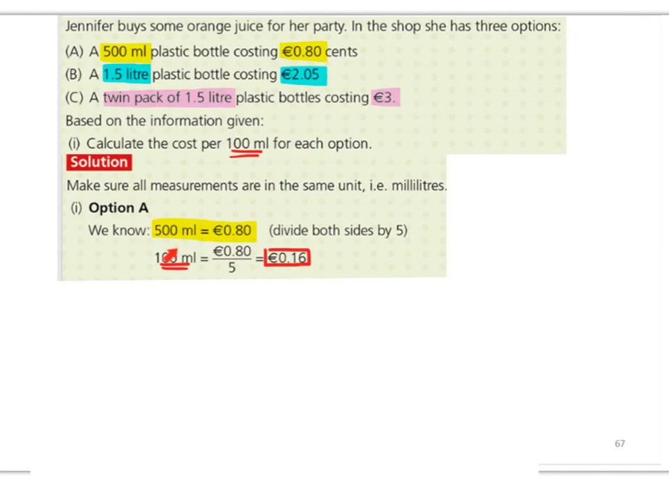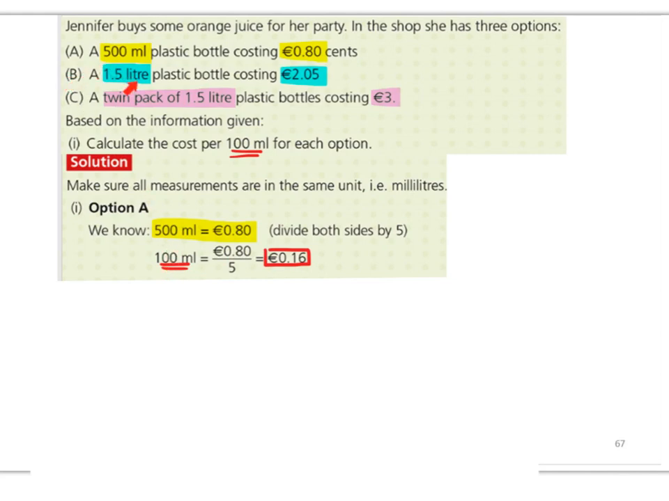Now we know that we can't buy it as 100ml. You can only buy it as 500ml, or you could buy 2 of them for 1,000ml or 3 of them for 1,500ml and so on. The only reason that we change it into 100ml is so that we can compare. So now let's do the same with option B.